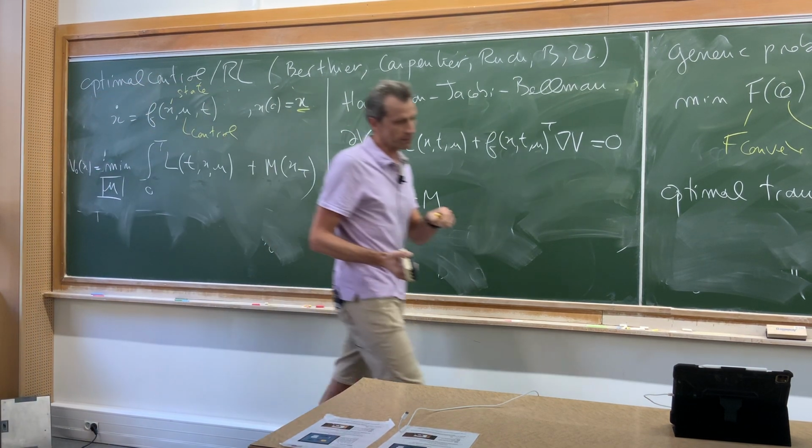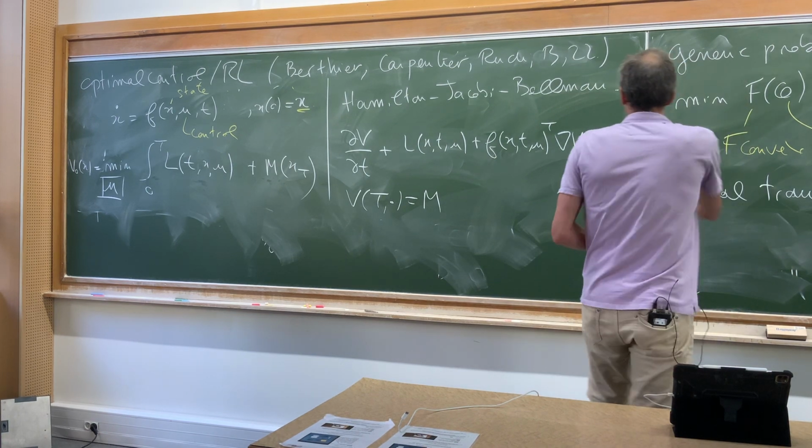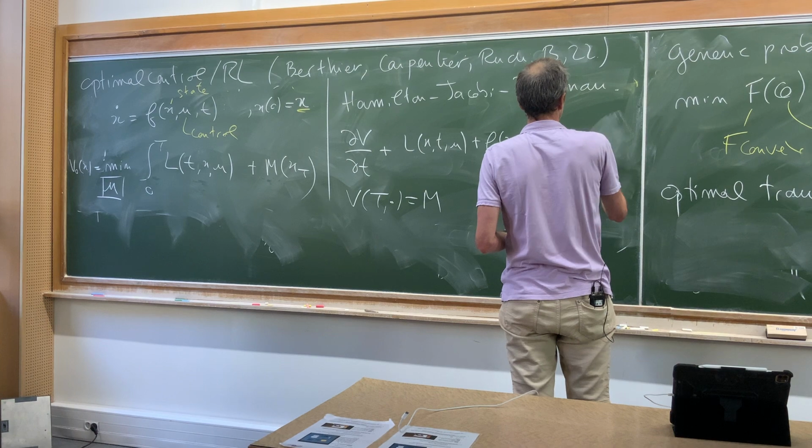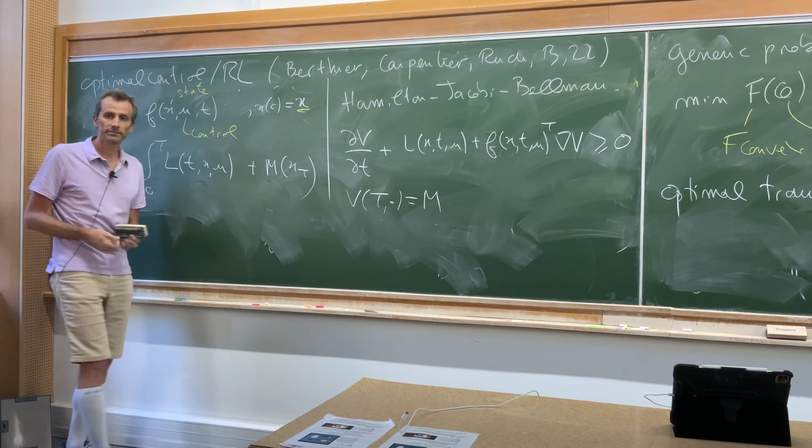There's a mistake, there should be an integral somewhere. What is M? M is the terminal cost. And L is the running cost.